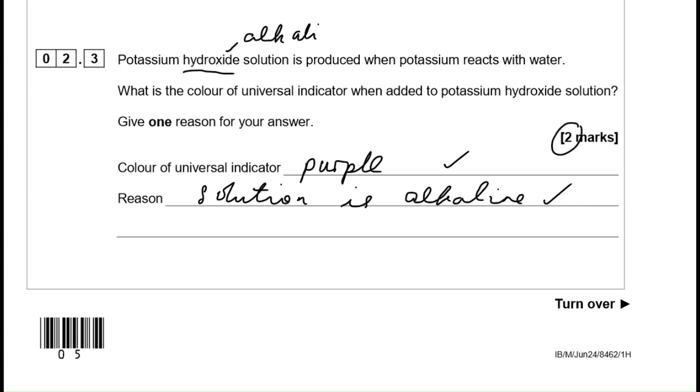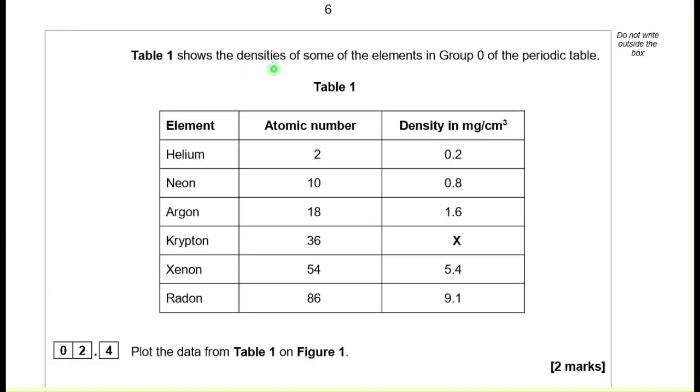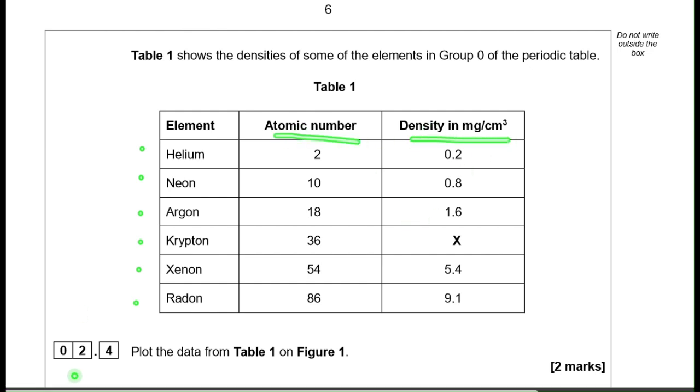Over the page, Table 1 shows the densities of some of the elements in Group 0 of the periodic table. You've got helium, neon, argon, krypton, xenon, radon. You've got a column that says atomic number and some densities in milligrams per cubic centimetre. Question 2.4. Plot the data from Table 1 on Figure 1. That's the graph below for 2 marks.